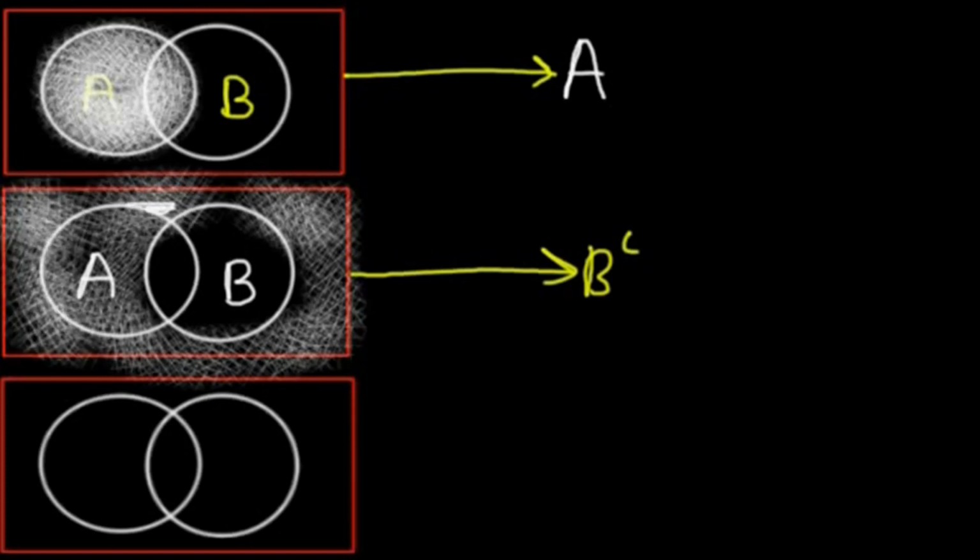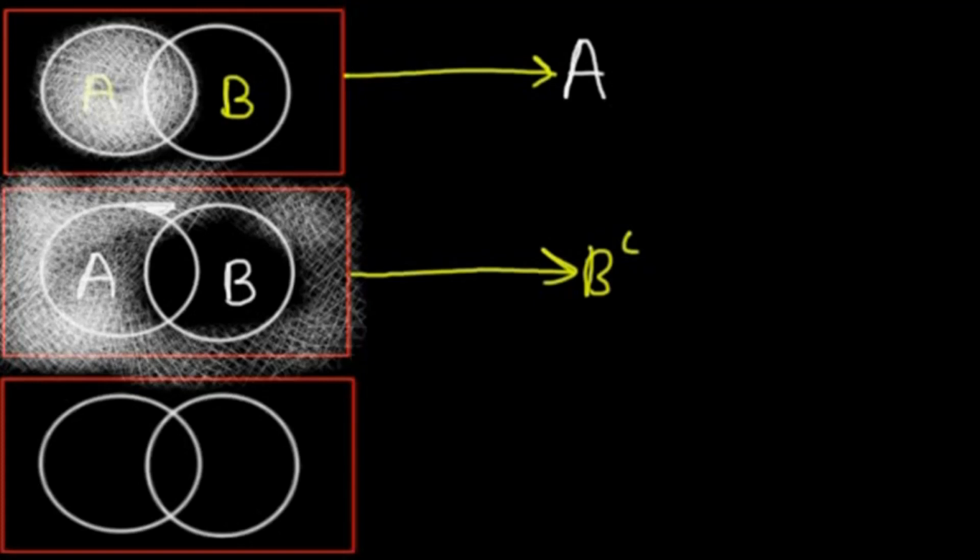Hopefully you are able to see where exactly I'm shading. I'm only shading outside circle B. So I think it's pretty okay this way. So that is it for not set B.